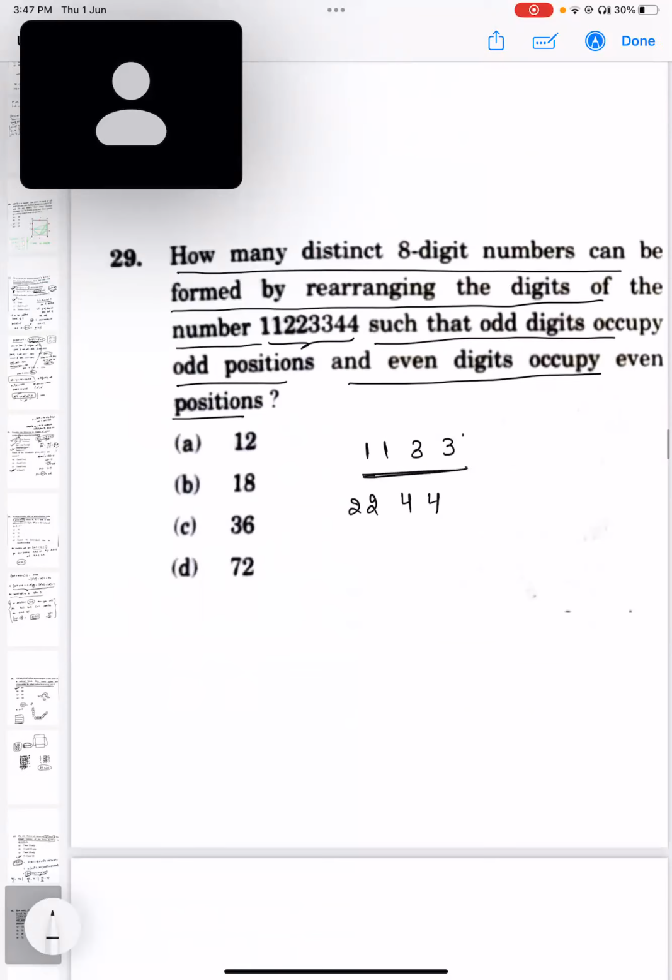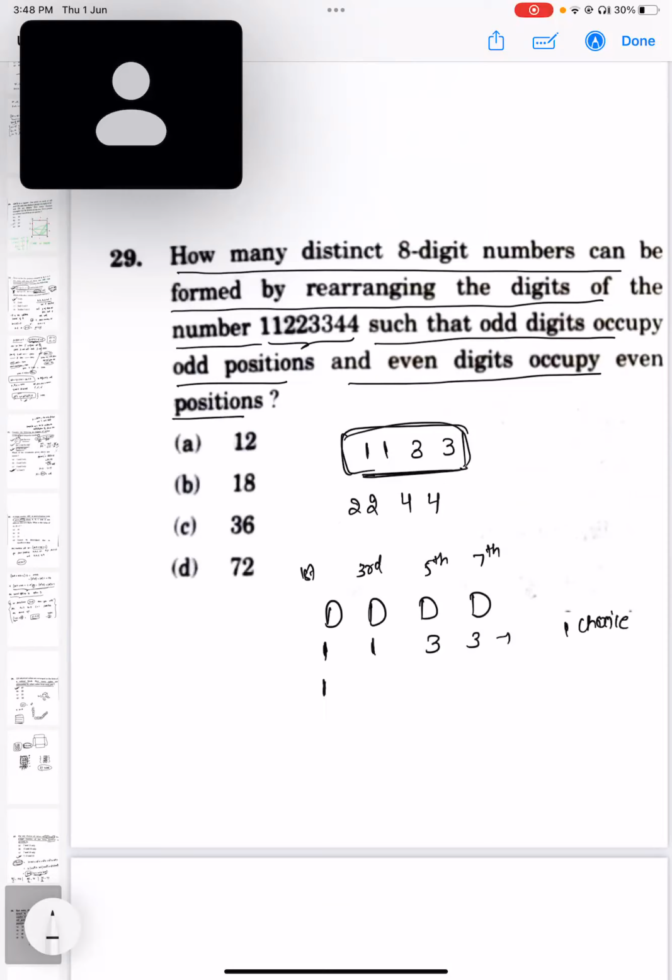See, we have four odd numbers. And how many odd places do we have? First position, third position, fifth position, and seventh position. First, third, fifth, and seventh. Fine. So if I put one here and one here, then we have only one choice.